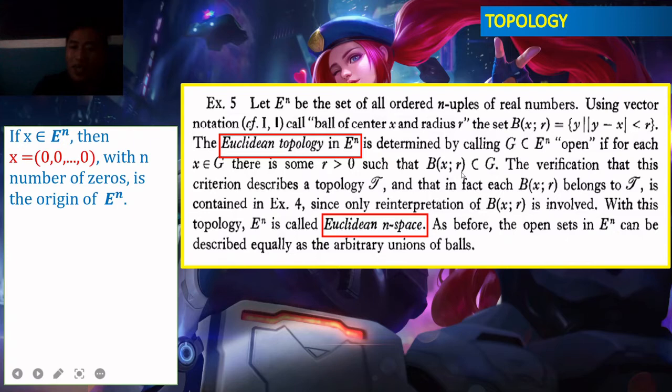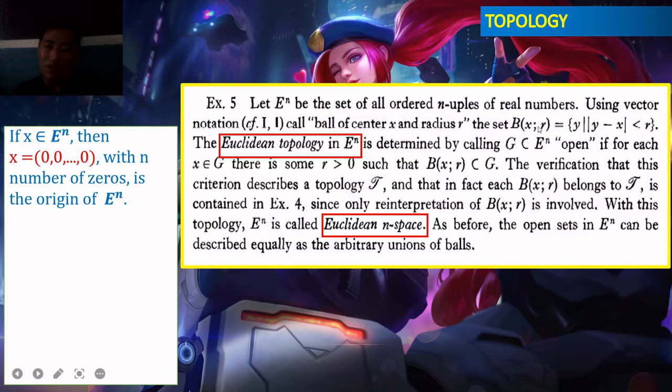Okay, it is the same as earlier in E1. The difference is that in E1 it was an interval, while here we have balls in EN. So the verification that this criterion describes a topology is easy, and in fact each B(x, r) belongs to tau. This is contained in example number 4, since only a reinterpretation of B(x, r) is involved.